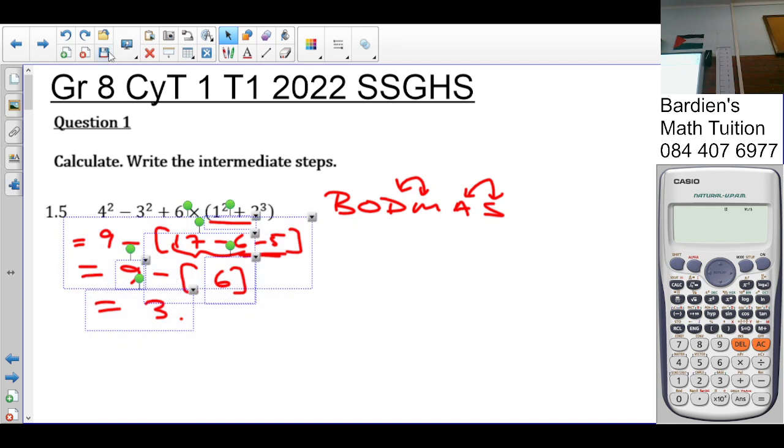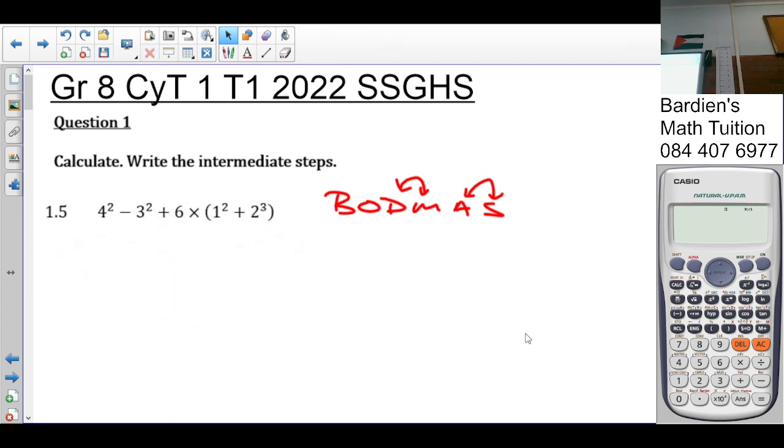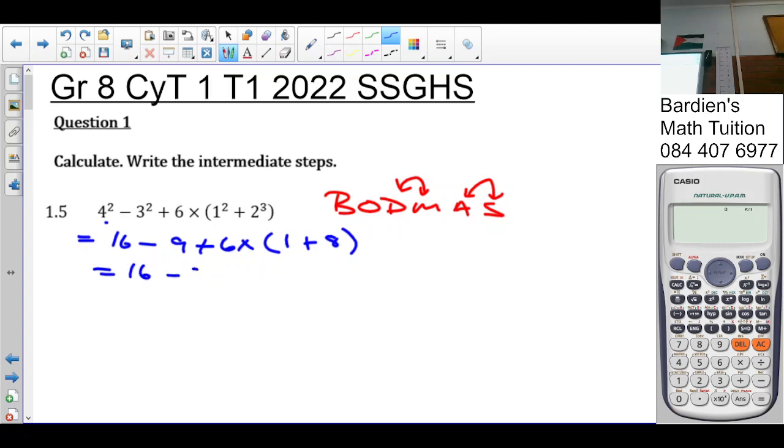The last question here, the one with the squares and the cubes. That is going to be 4 squared, which is 16. 3 squared is 9 plus 6 times 1 squared is 1 plus 2 cubed is 8. So 16 minus 9 plus 6 times 1 plus 8, which is 9. That needs to be done first. So 16 minus 9 plus 6 times 9 is 54. 16 minus 9, 7. 7 plus 54 is 61.